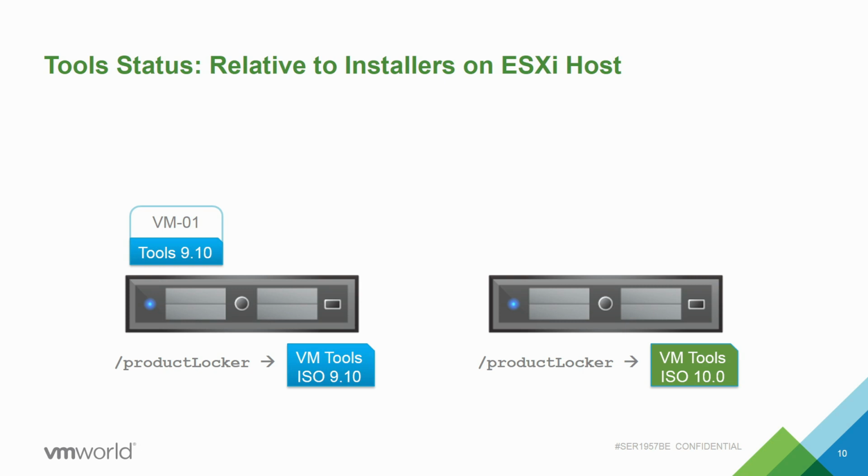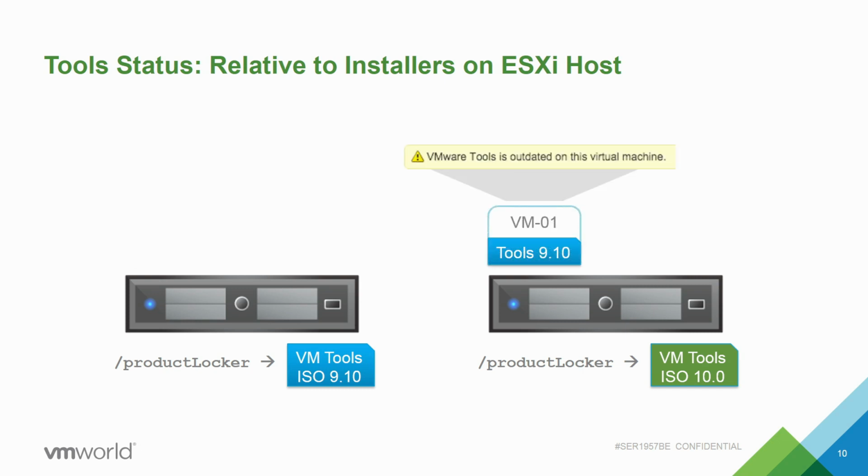Now, there may come a day when you start patching your cluster and you get a new version of ESX and you've installed the patch there. A VM migrates over there. That's when the VM is going to check with the host and see if there's an update available.